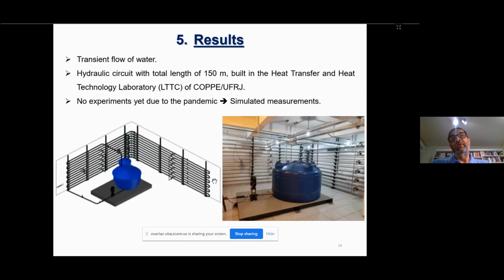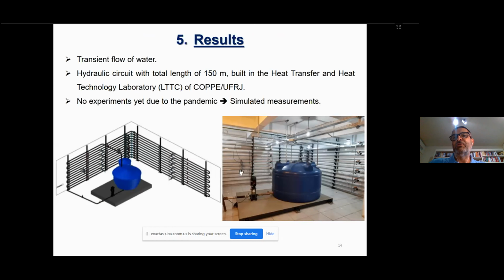Now for the results, we have constructed a hydraulic circuit in our laboratory. Here we have the water tank and a pump, and all the pipes go around over the wall of the laboratory. So we have a total length of 150 meters.